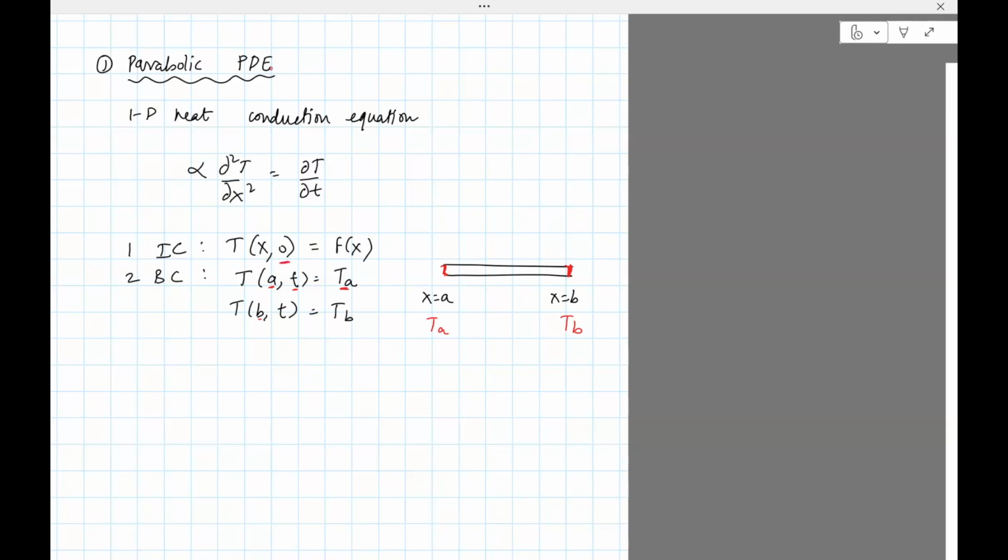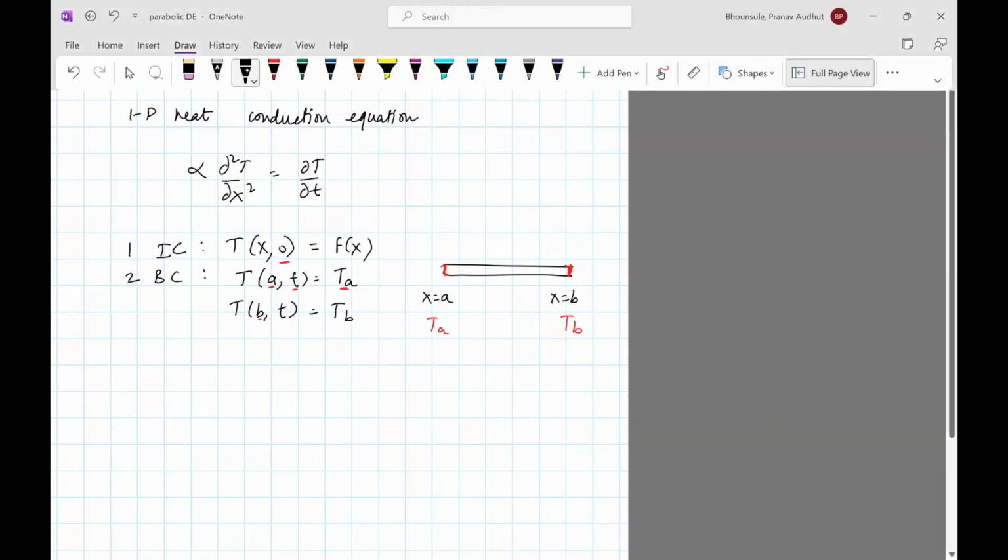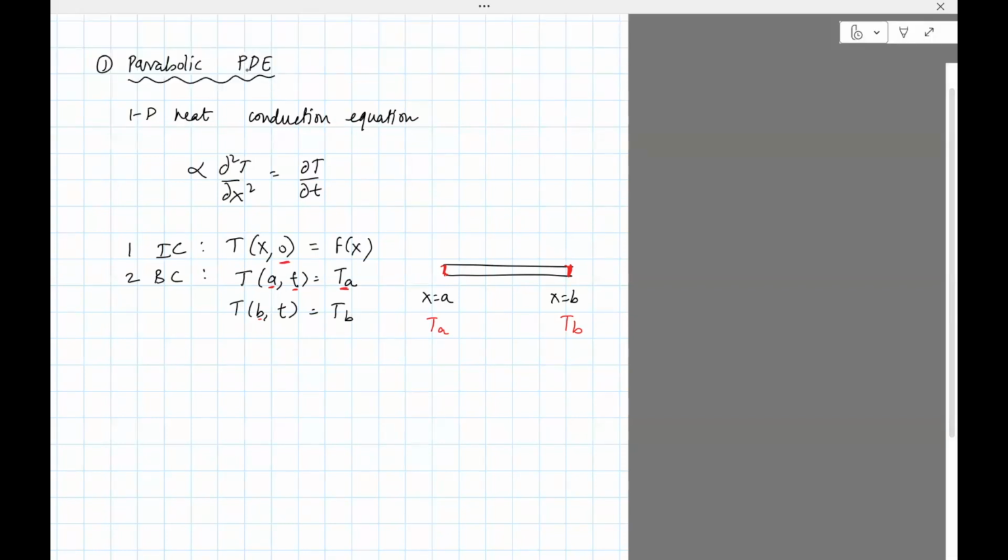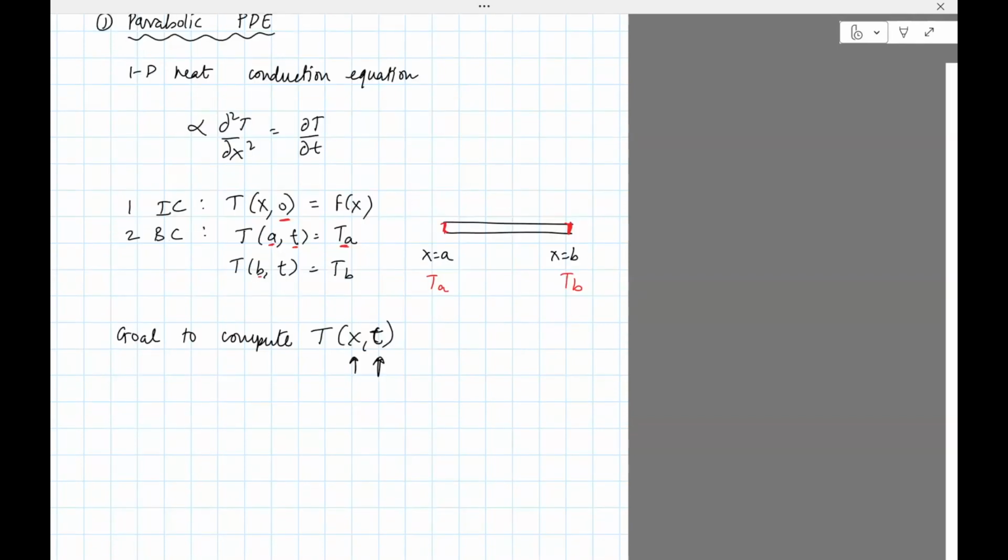And usually there's some temperature profile along the rod. That's the first one. And then you need to solve. The goal is to compute T as a function of x and time. So what is the temperature of this rod as time evolves? That's the second variable, and also as a function of the distance along the rod. Okay, so how do we solve this?